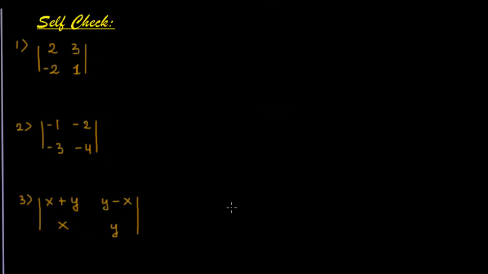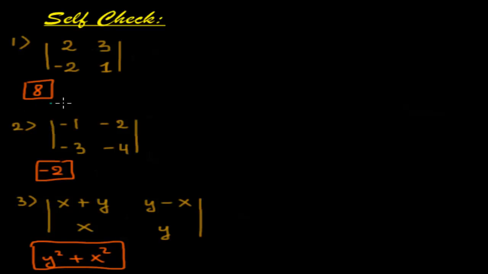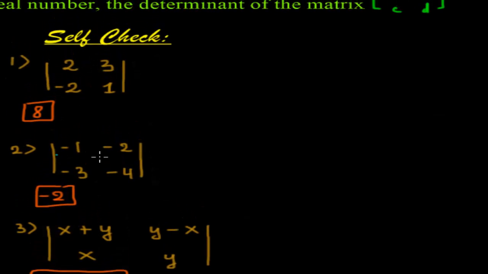So I believe we all have the answer. Now this is my answer. If your answer for problem 1 is 8, you got the correct answer. For problem 2, the answer is -2. And for problem 3, the answer is y squared plus x squared. Okay, so that is the answer for all 3 problems. Now let's go over each problem one by one.